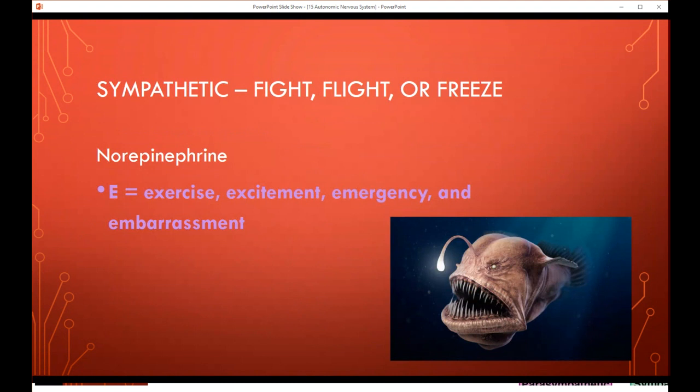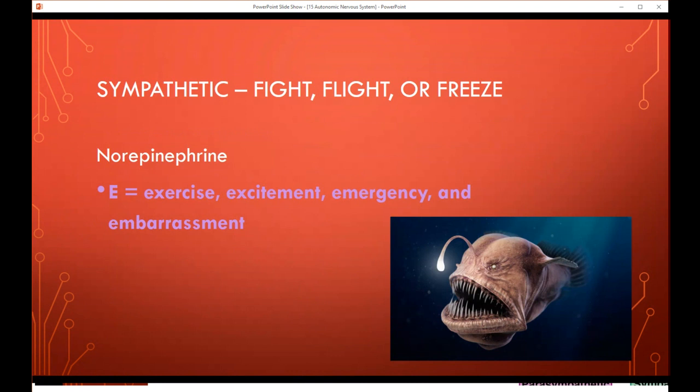So the sympathetic response is fight, flight, or freeze, right? So in this case, we generally are going to receive that norepinephrine. And so that's going to cause us to have excitement. This is going to happen with the letter E. So exercise, excitement, emergency, embarrassment.